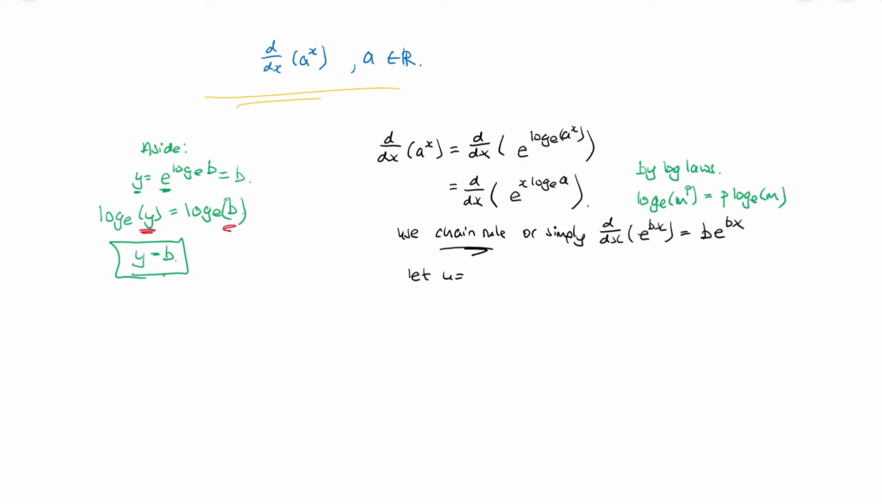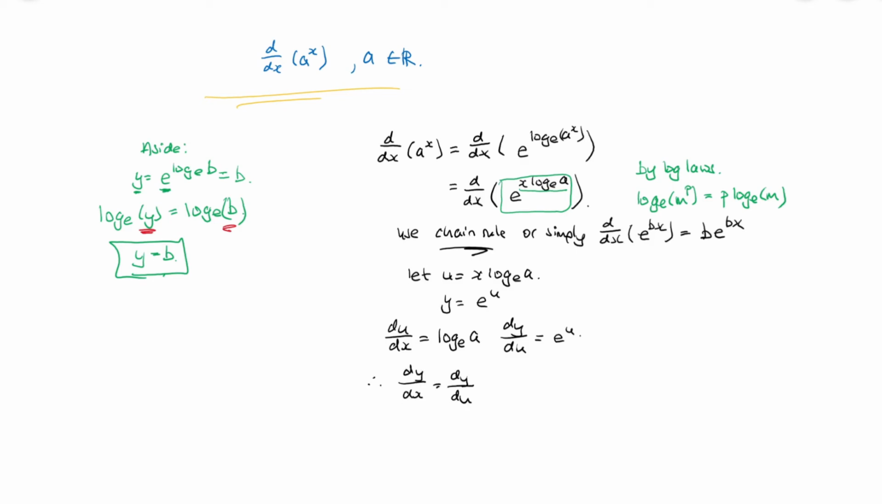So let u equal x times log_e a, because we have a function within a bigger function. That's basically the chain rule. So let u equal x log_e a, and let y equal e to the power of u. Now, as the chain rule says, we have to differentiate each individual one. So du/dx is log_e a, and dy/du is just e to the power of u. Therefore, dy/dx is e to the power of u times log_e a.